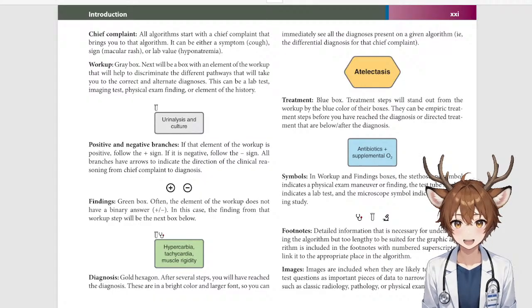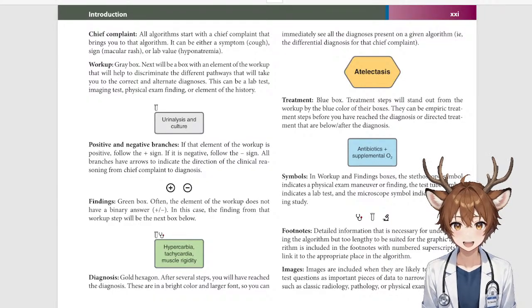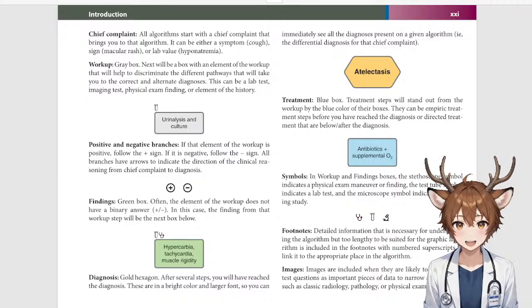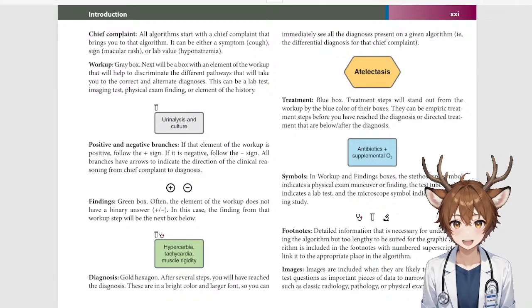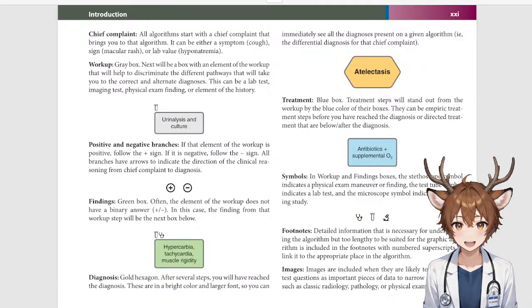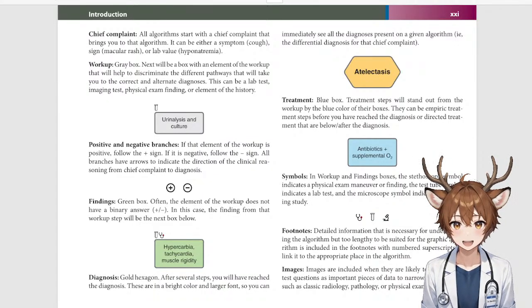Findings, green box. Often the element of the workup does not have a binary plus or minus answer, positive or negative answer. In this case, the finding from the workup step will be the next box below. So you can see that hypercarbia, tachycardia, muscle rigidity. Okay, that's the findings.